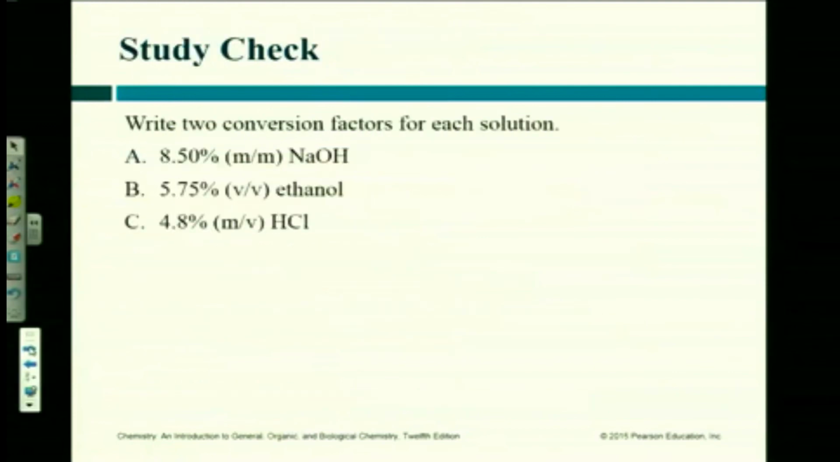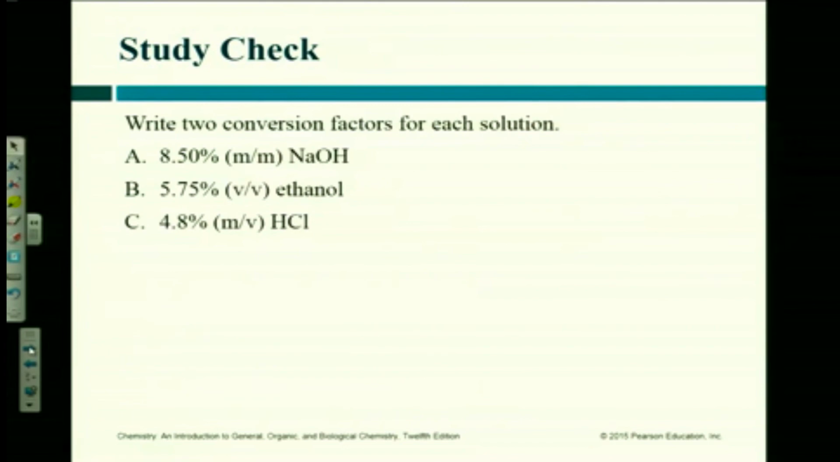So, because these all have two units, top and bottom, you can write conversion factors with all of them. Can you write conversion factors for each of these? Can we do the first one and then y'all do the next two? Okay. Let's look at this.